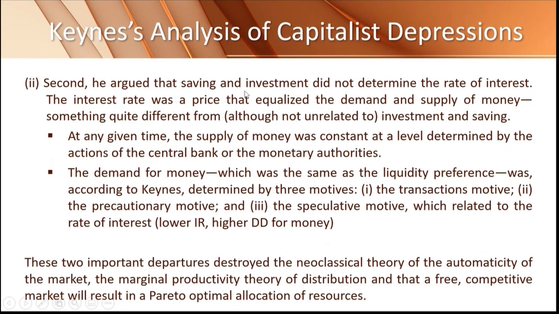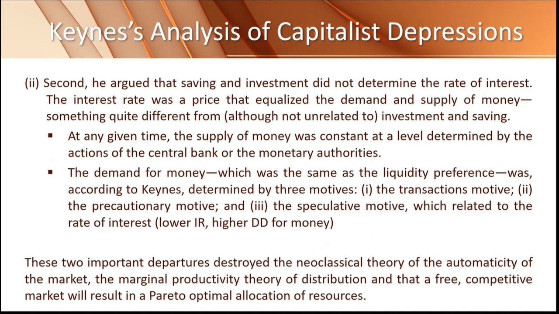Second, he argued that saving and investment did not determine the rate of interest, right? The interest rate was a price that equalized the demand and supply of money, which is quite different, even though it's not unrelated to investment and saving. Right? So, at any given time, the supply of money was constant at a level determined by the action of the central bank or monetary authority. That's why in your macro, you'll see the money supply curve is always vertical, one straight line from top to bottom, right?